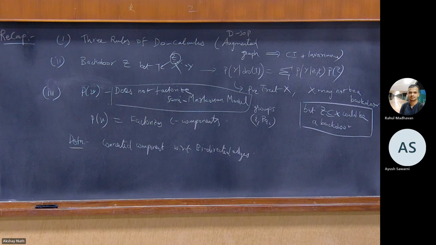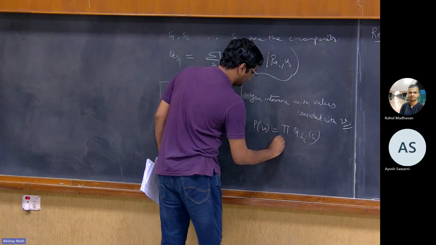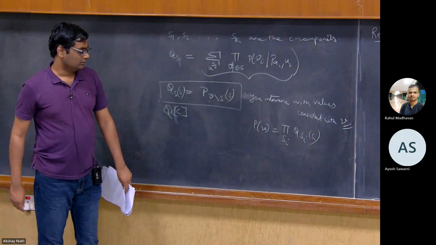Now, we will basically have a different notation for this. Okay, this is the interventional interpretation. This is the marginalized observational interpretation. The fact is that these are the same, and you don't require any complicated proof. But the most important thing is that P of V basically factorizes as the product of Q_Si of Si, and this is over all C-components. And this we proved last time, right? Using an inductive argument. That's where I ended.